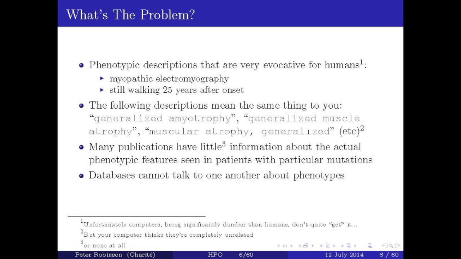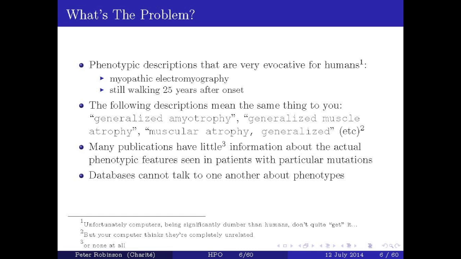For instance, generalized amyotrophy, so non-localized wasting of muscles, has at least 10 synonyms in OMIM. So if you're trying to search or do an analysis, and you want to find all of the diseases that have this feature, it's pretty hard. One of the things that ontologies do is to provide a controlled vocabulary and say that these are all synonyms, so that the computer knows this.